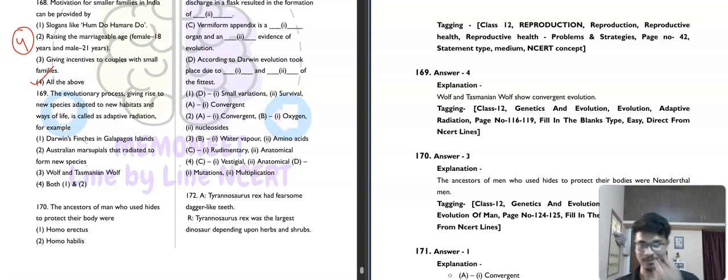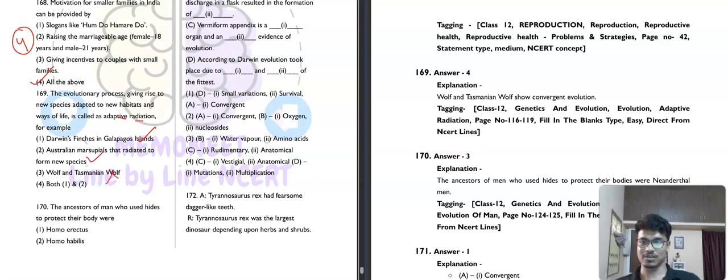The evolutionary process giving rise to new species adapted to new habitats and ways of life is called adaptive radiation. For example, Darwin's finches in Galapagos, correct? These are the kind of questions where you need to read all the options. Darwin's finches in the Galapagos Islands is adaptive radiation, so this is the right answer. But when you come home and check the answer key, what? Second option you also have to read: an Australian marsupial that radiated to form new species.